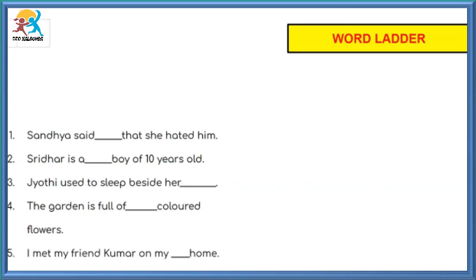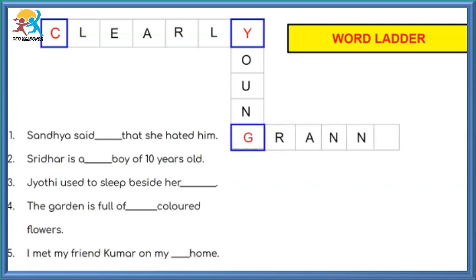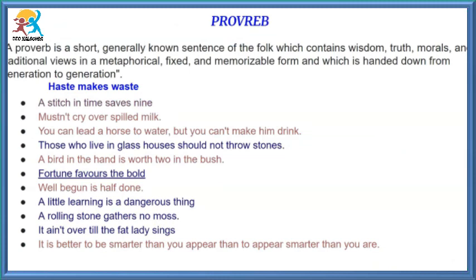Now let us see the answers. Okay, Sridhar is a dash boy. Can you guess this word? Yes, it's young, Y-O-U-N-G. Jyoti used to sleep beside her, G-R-A-N-N-Y. Granny. The garden is full of yellow colored flowers, Y-E-L-L-O-W. I met my friend Kumar on my way home. Good. This is completed. Have you enjoyed, children? Yeah, let us go to the third exercise of your vocabulary part.